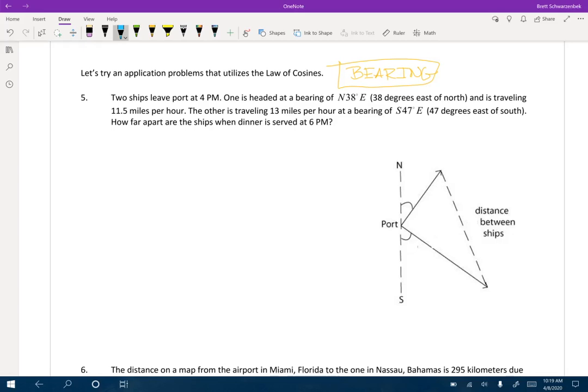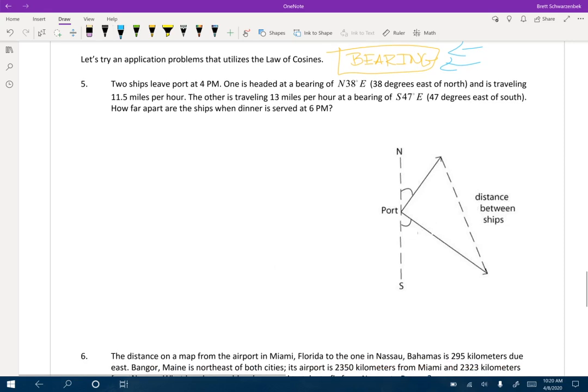Okay, what is the most common application of the law of cosines? It is, ta-da, bearings. We're going back there again. So let's see some applications of this so that you can get some of the problems working on your homework. So it says 2 ships leave port at 4 p.m. All right, so we got a port here, right? So they're leaving at 4 p.m. It says one is headed at a bearing of northeast, so that looks like it's this one.